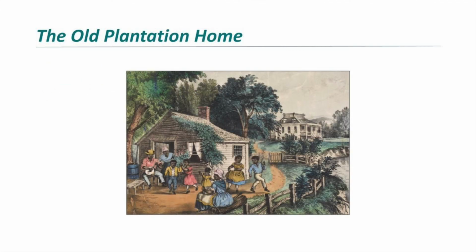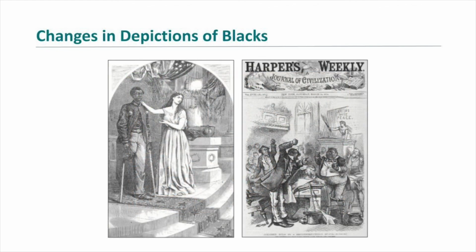This is the Old Plantation Home, a lithograph from 1872 produced by the prominent firm of Currier and Ives in New York City. It illustrates how a nostalgic image of slavery as a time of carefree happiness for African Americans was being promoted even as Reconstruction took place. Now here you see also changes in depictions of blacks.